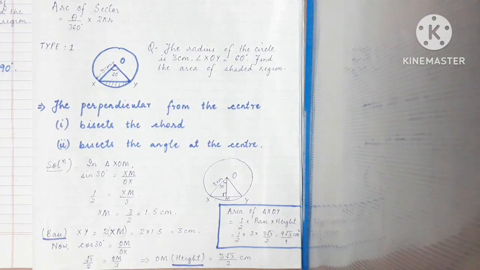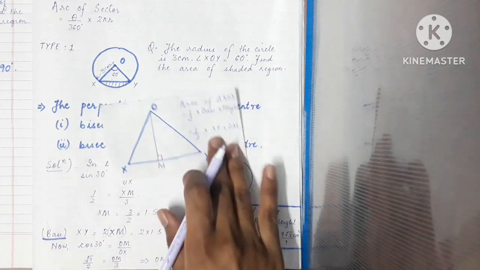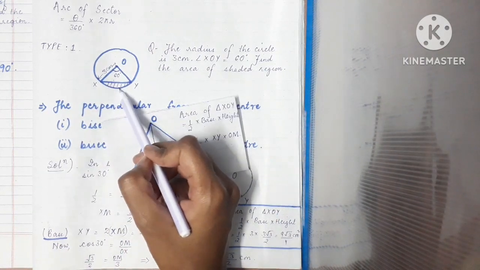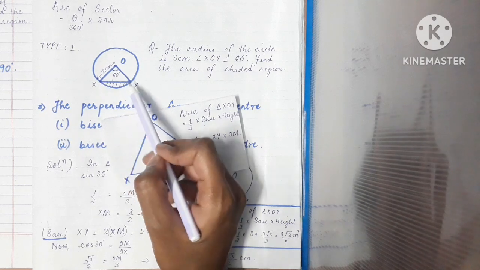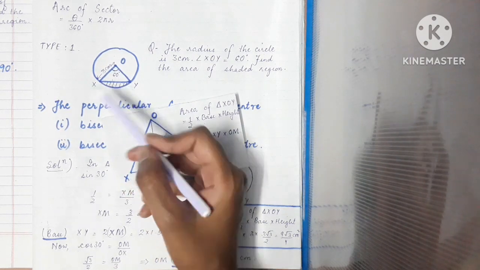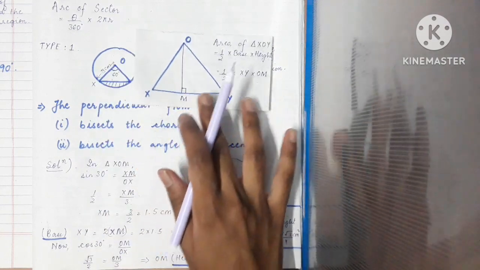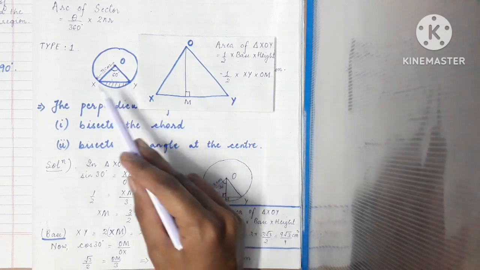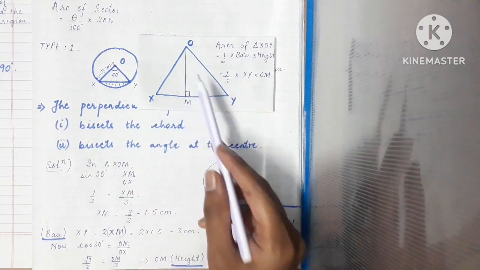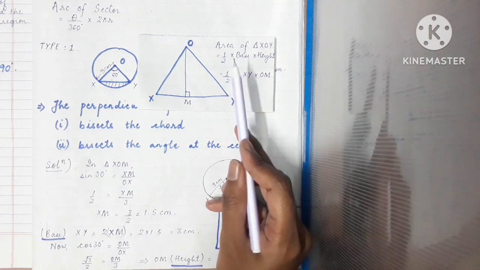So let's start with the solution. First of all, you all must know that for finding the area of segment, I have told you that we have to calculate the area of a triangle and then subtract it from the area of this sector. So what is the formula for the area of a triangle?